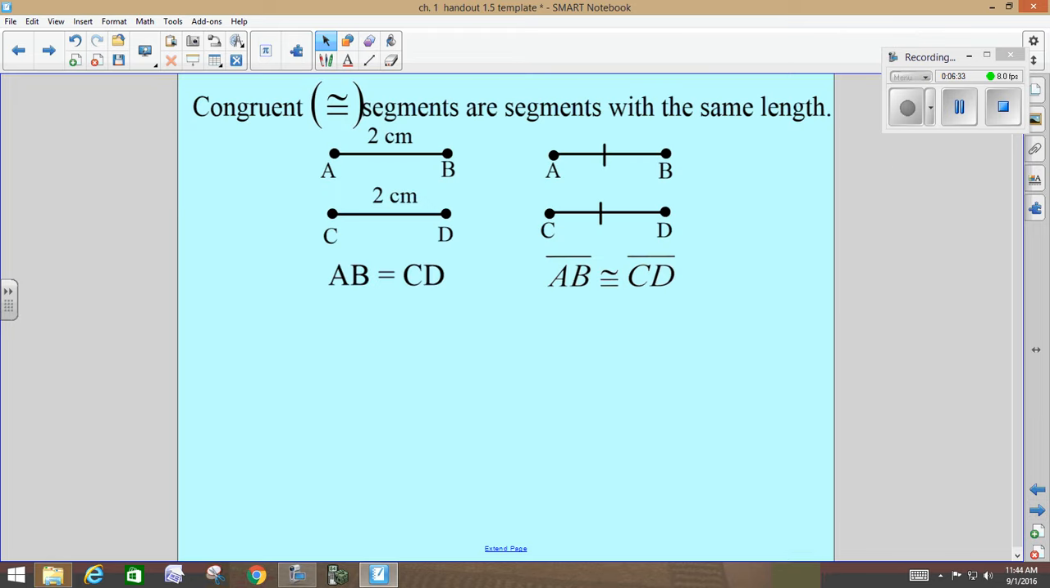Congruent segments, next word down, are segments with the same length. Congruent segments, segments with the same length. That word congruent, you're going to hear it all year long.